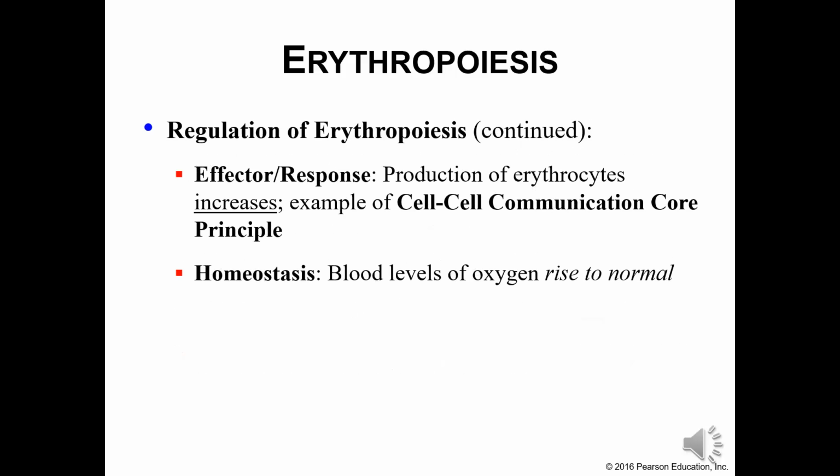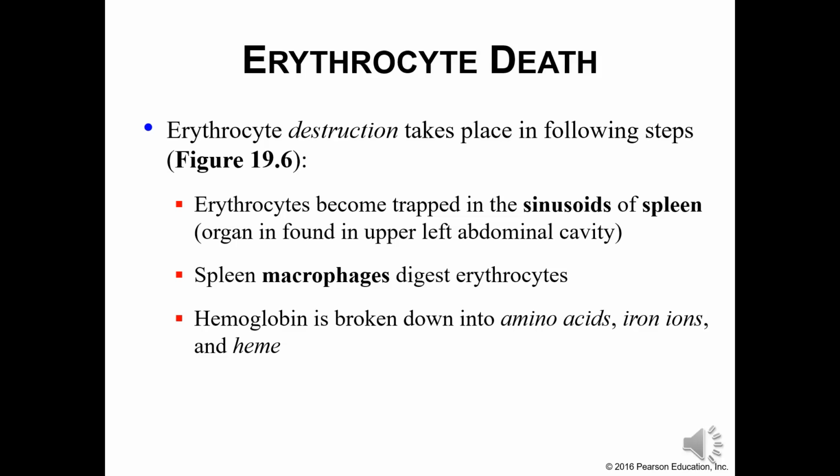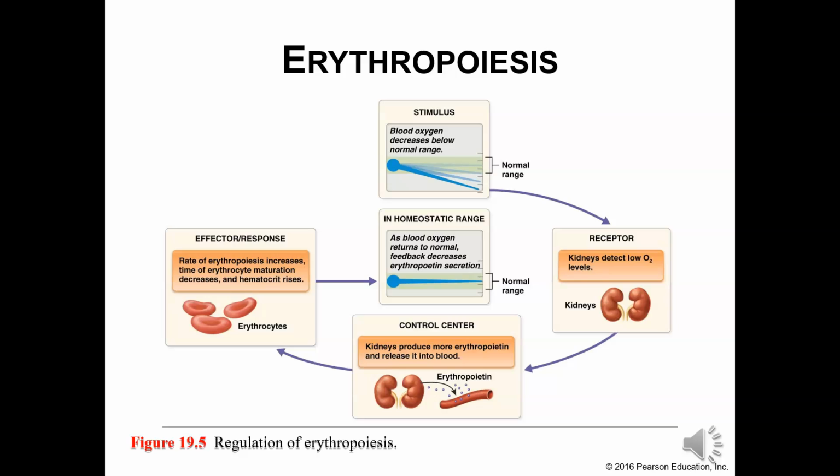So you're going to produce more red blood cells. Your red cell or erythrocyte count will increase. That becomes your response. Because your red cells carry more hemoglobin and more oxygen, the blood levels of oxygen will rise to normal. Oxygen levels go back to normal, and that inhibits any more production of erythropoietin, and that will basically close the feedback loop.